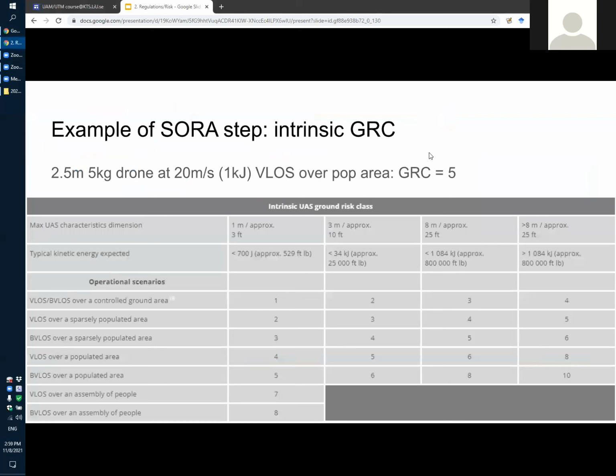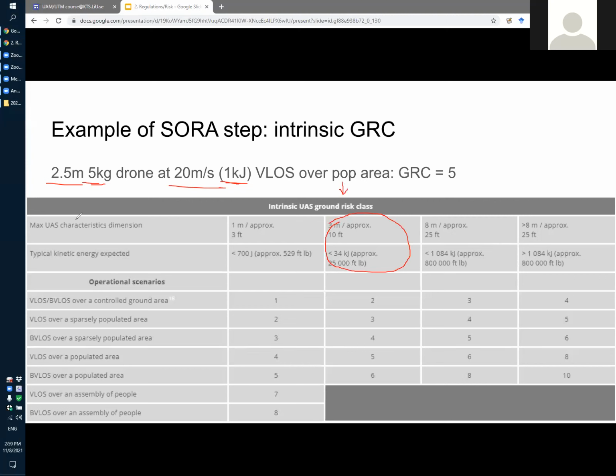And here is an example of a SORA step. Intrinsic GRC, you will look at the regulation. I will just quickly go through it. You have a drone with certain dimensions, flying at a certain speed, and with a certain mass. So you know what the kinetic energy of the drone is. And you see that with this kinetic energy and with this dimension, you fall into a certain class of drones.